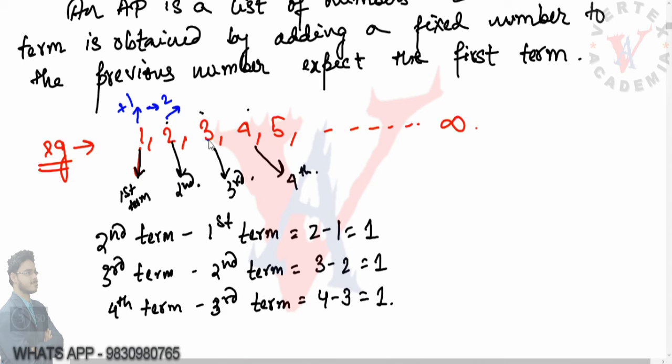Okay, now the third term is 3, but actually to get the third term, we are again adding 1 to the term preceding the third term, that is we are again adding 1 to the second term. So 2 plus 1, we are getting the third term. Now to get the fourth term, what we are actually doing is adding 1 to the previous term, that is 3 plus 1, we are getting the next term.